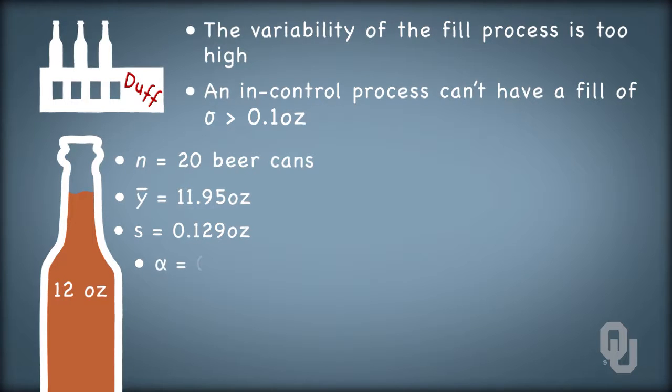We want to be 95% confident in our result. The statement that we're focusing in on is greater than 0.1 ounce. A strictly greater than statement should be made in the alternative.